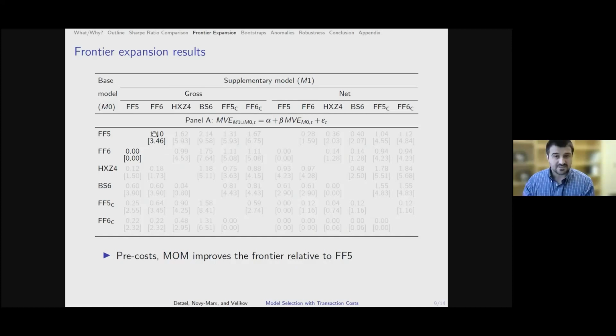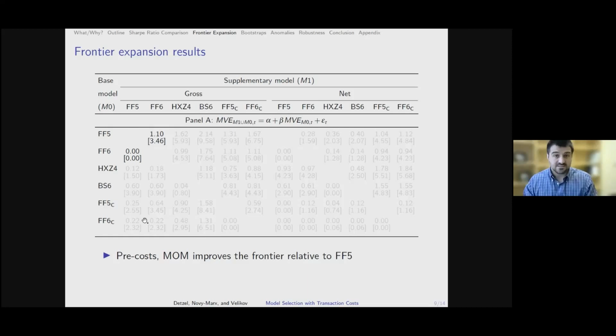And looking at these couple of numbers here, essentially what this is telling us is that when we add the factors of the FF6 to the factors of the FF5, the mean variance efficient portfolio of the union, which is really just adding the momentum factor because they're nested models, has a significant intercept in a regression of the returns relative to the mean variance efficient portfolio of the base model. The way to interpret this essentially is that momentum improves the frontier relative to the FF5 model pre-cost.